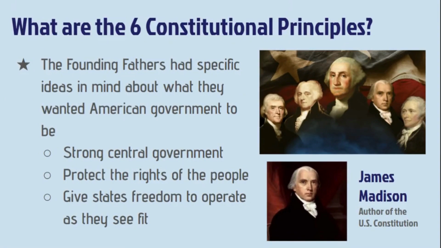So hopefully you got some of those down there. We are going to start looking at the 6 constitutional principles. So the 6 principles of the Constitution are things that the Founding Fathers had specifically in mind when they were creating the Constitution. These were their goals for American government. James Madison is often accredited as the author of the U.S. Constitution, though there were many people that contributed in significant ways, including people such as Thomas Jefferson, John Adams, and George Washington.